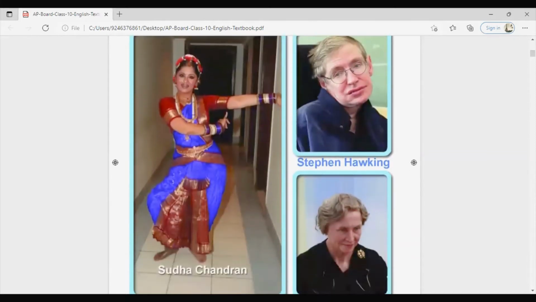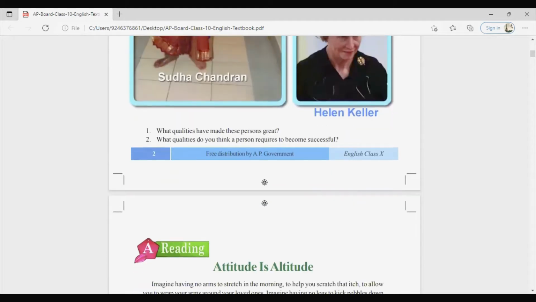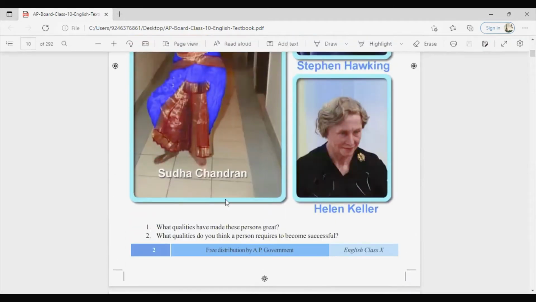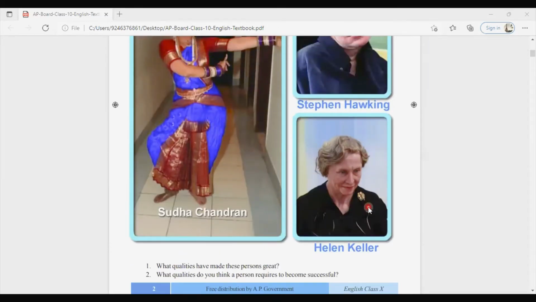If you observe these 3 pictures, one is Sudha Chandran, next one is Stephen Hawking, and the third one is Helen Keller. First question: what qualities have made these persons great? Can anyone tell me what qualities made these persons great? Sudha Chandran, Stephen Hawking, and Helen Keller. Now, when you observe the persons in the pictures, as you already named them, Sudha Chandran is a Bharatanatyam dancer.